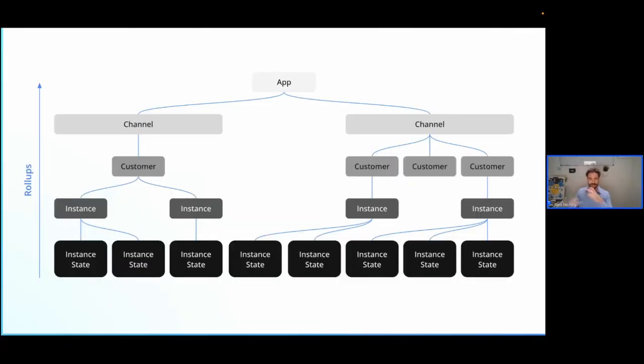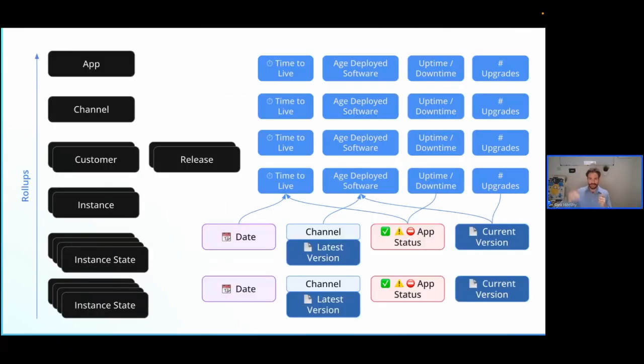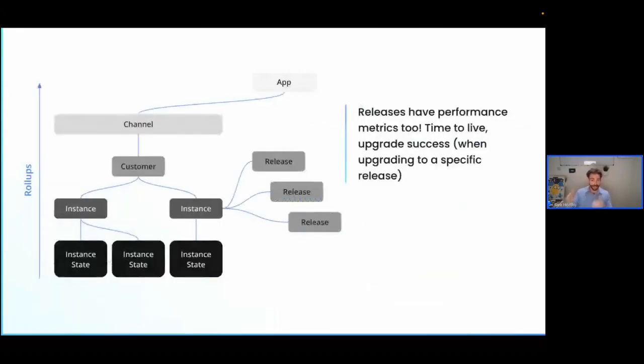Essentially what we're doing is we're taking all of these instance states, rolling them up at the instance level, the customer level, and then the channel, and then maybe even eventually the application level. So all of these metrics, they have meaning at each level, at the instance level, at the customer level, even at the release level. So you may care about upgrade success rate for an instance or for a customer, but it's probably most interesting, how successful is it when customers are upgrading to a specific release and being able to understand if you maybe have published something that's creating an instability.